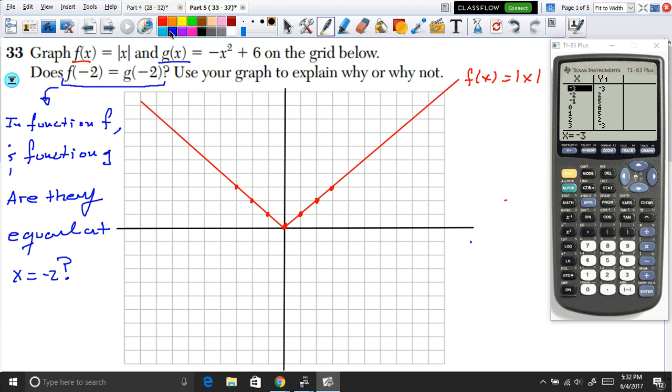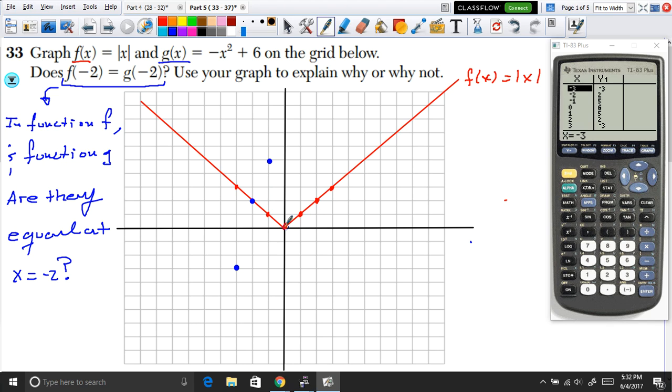Let me just do this real quick here. 1, 2, 3, 1, 2, 3. So that's negative 3, 3. Negative 2, 2. So negative 2, comma 2. Negative 1, 5. So negative 1, 1, 2, 3, 4, 5.